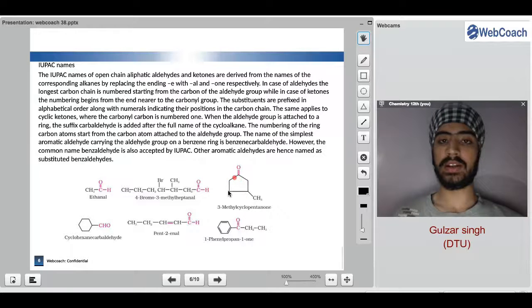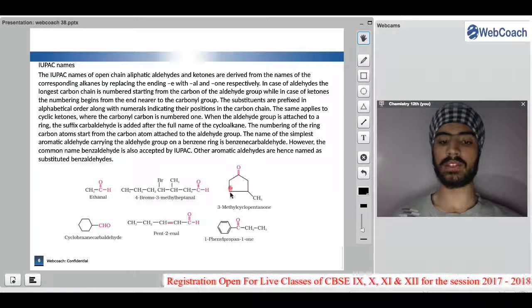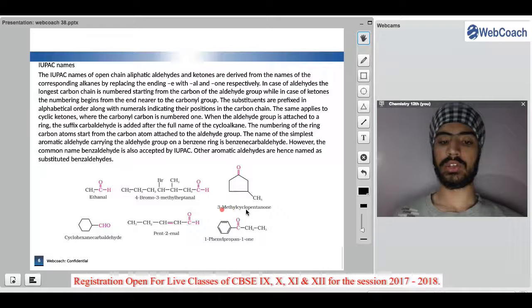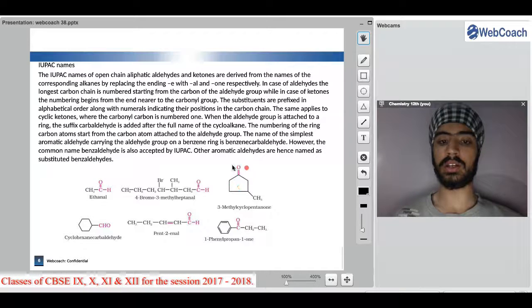For the cyclic compound, this is a ketonic compound, as there are carbons on both sides attached to the ketonic group. So it is known as 3-methylcyclopentanone, as we have to get the lowest number. So 1, 2, 3, 4, 5. We have to give the least number to the carbon containing the ketonic group.